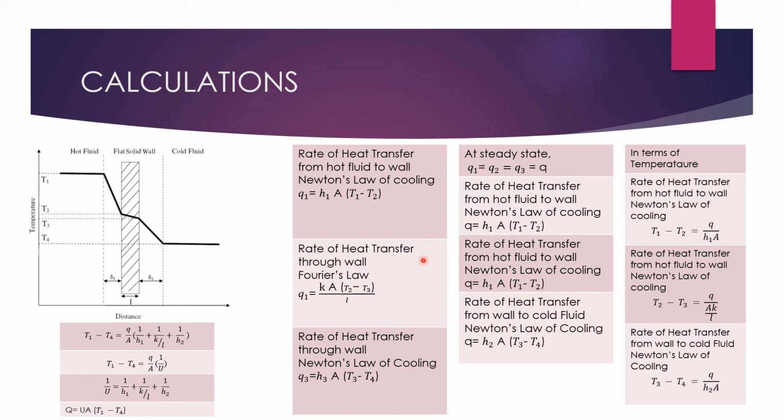Now the second step for the derivation is that we will consider it as a steady state heat transfer. So on the RHS, that is Q1 equal to Q2 equal to Q3, that is equal to Q. So on the LHS of all these equations, we will write Q as it is a steady state. The rate of heat transfer will be the same for all these systems.